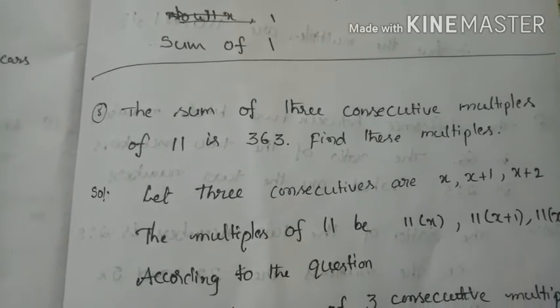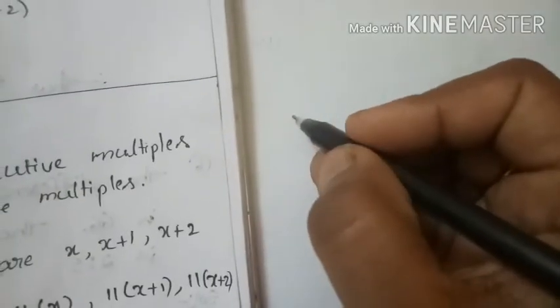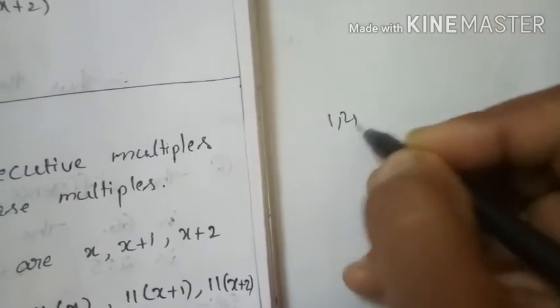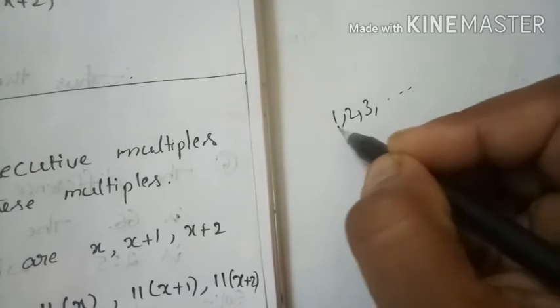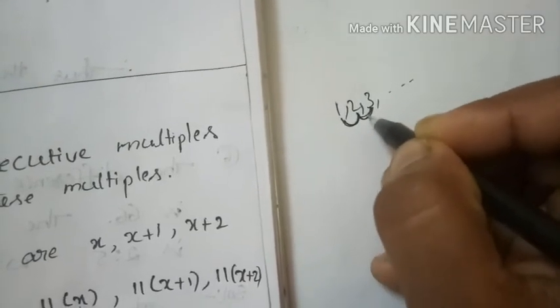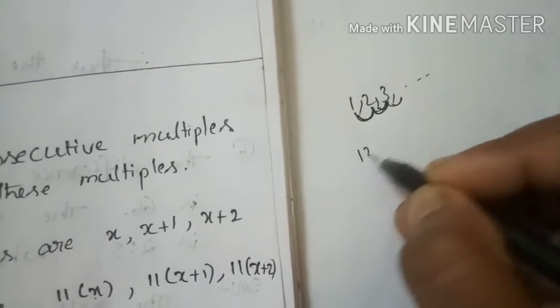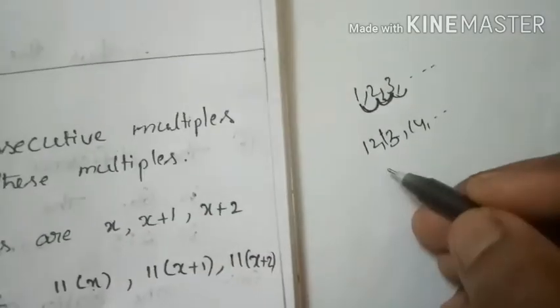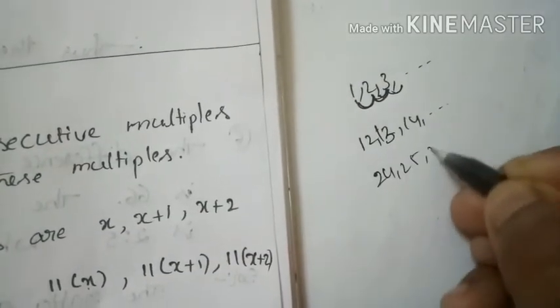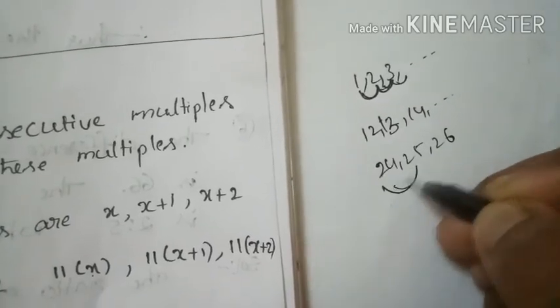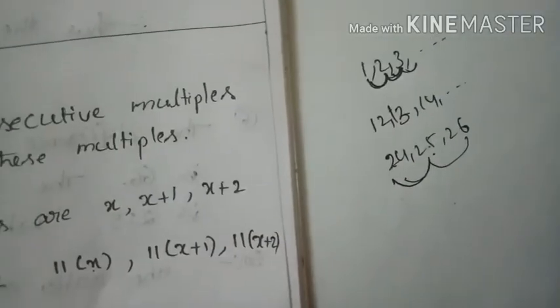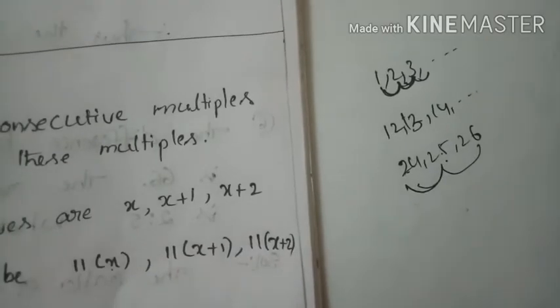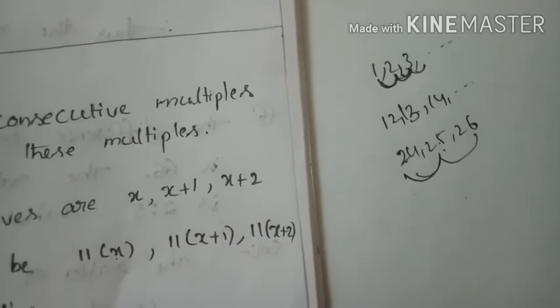So for example, 1, 2, 3, 4 and so on. There is no gap between these. Like 12, 13, 14 and so on, and 24, 25, 26. That means there is no gap between any two numbers. That is consecutive. Okay, so how do you find this answer?